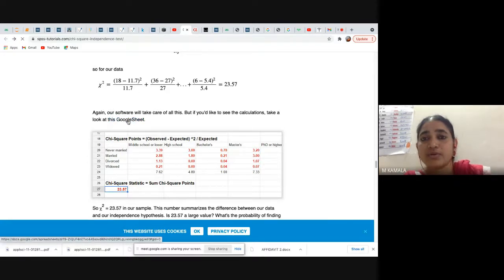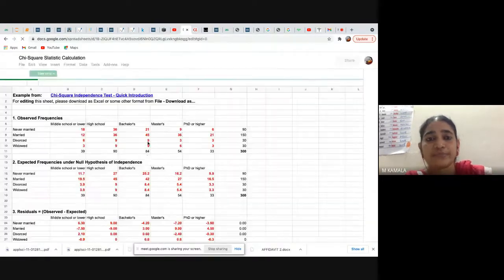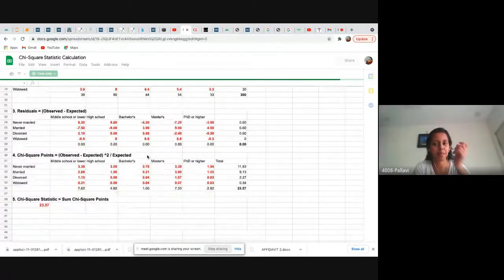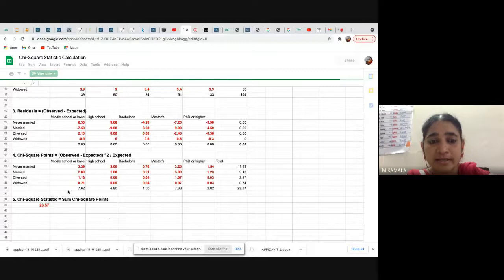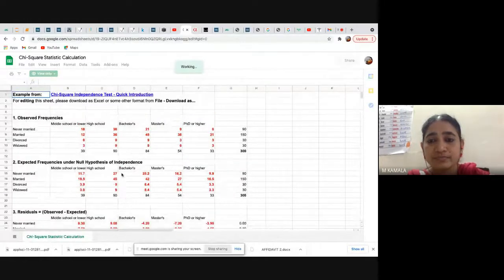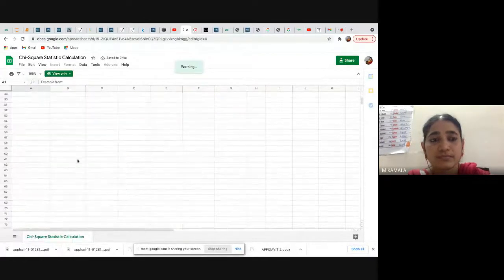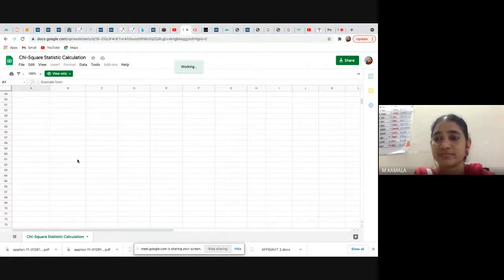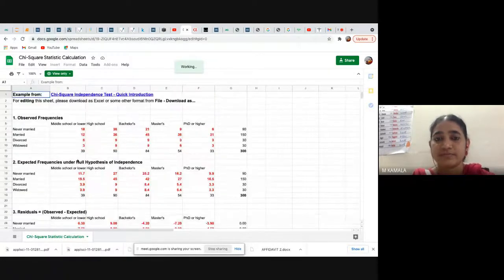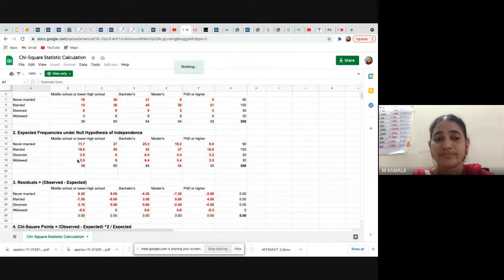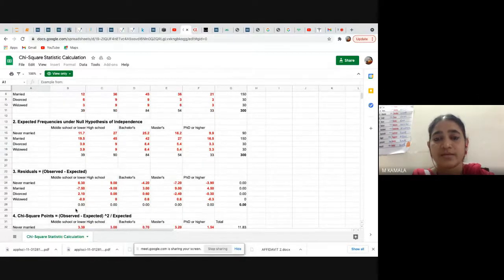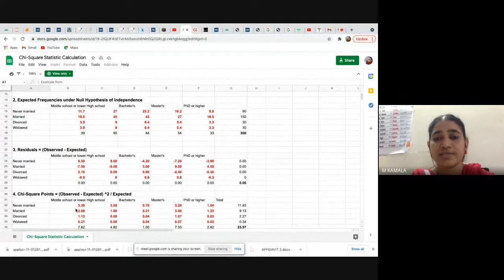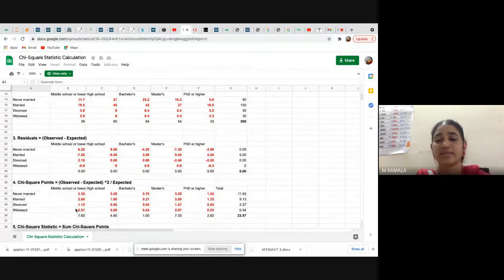This is actually good if you see this one. Are you able to see this Google Sheet? Yes, ma'am. So the total here at the end, if you see the residuals there, residuals should come as 0. Residuals should come as 0.